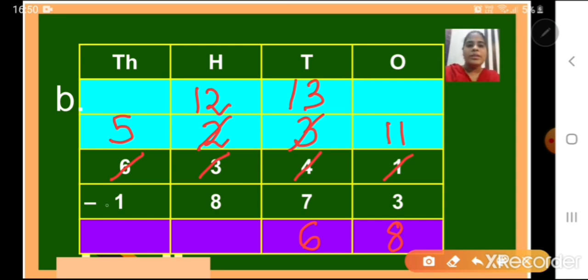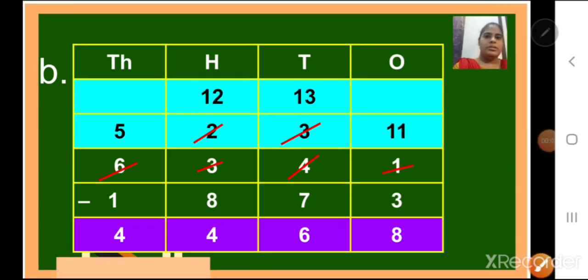Okay. Now 12 minus 8 is possible? Right, it is possible. Count after 8. 9, 10, 11, 12. 4. Finally, in thousands place, we have 5 minus 1, which is 4. So, children, the difference is 4,468. Children, note down the answer for B question. 4,468.